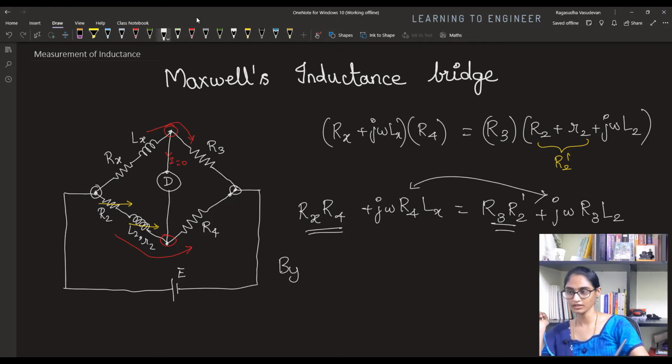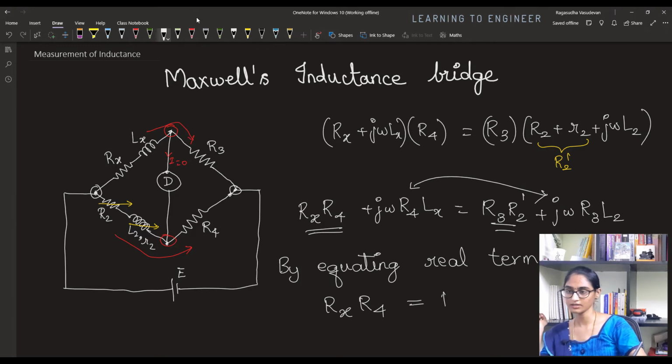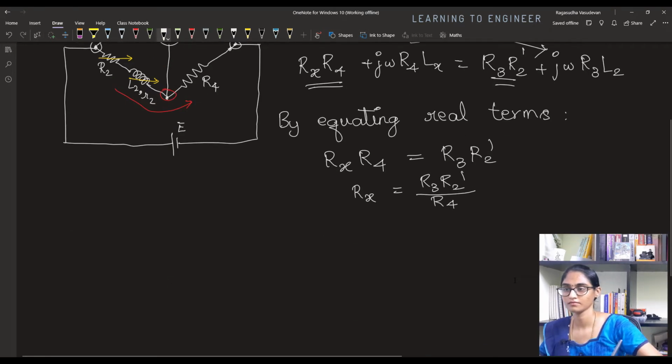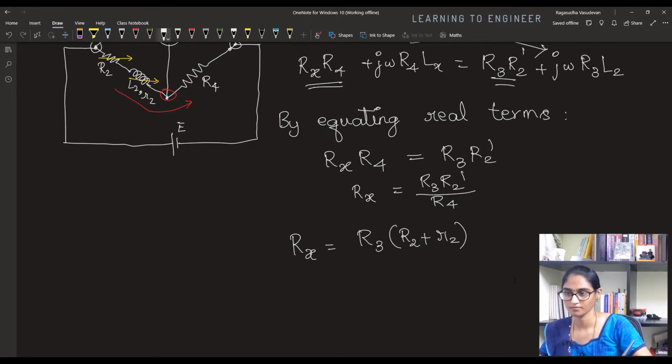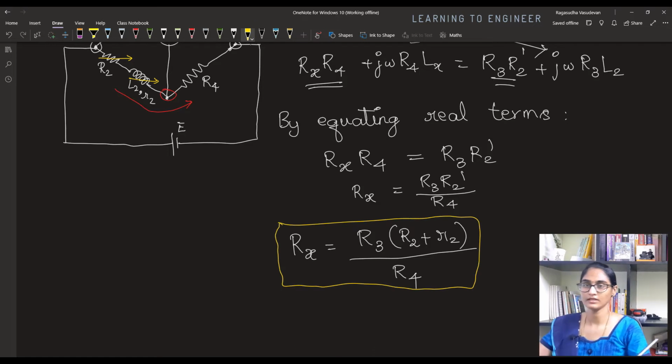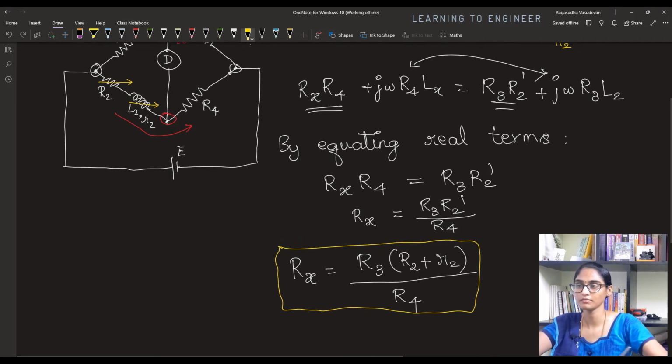So by equating real terms, we get Rx multiplied by R4 is equal to R3 into R2 dash. Pretty similar to Wheatstone's bridge. Now we want to find out the value of Rx. Rx will be R3 into R2 dash divided by R4. So this is the value of Rx. We have to now substitute the value of R2 dash as R2 plus small r2. Let's just hold this and then equate the imaginary terms as well.